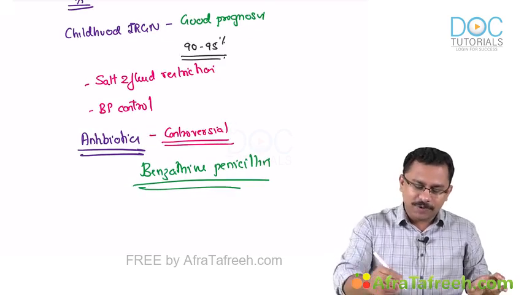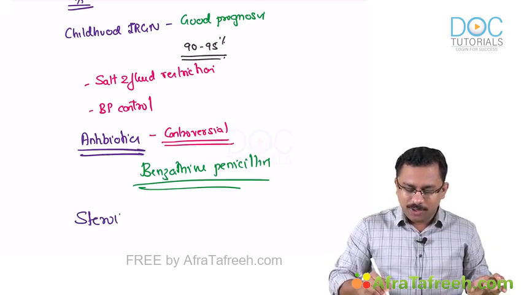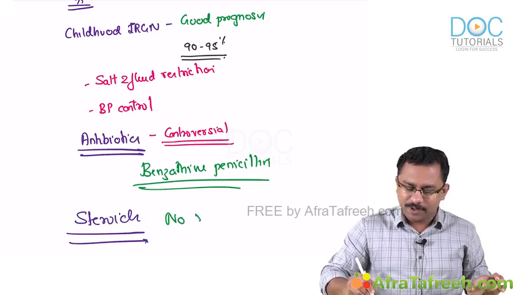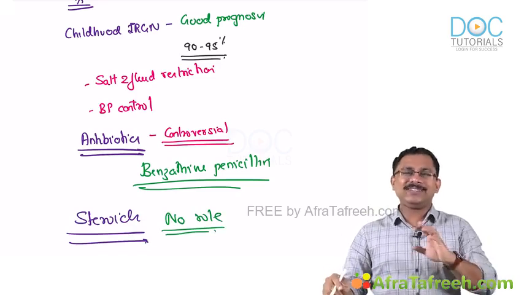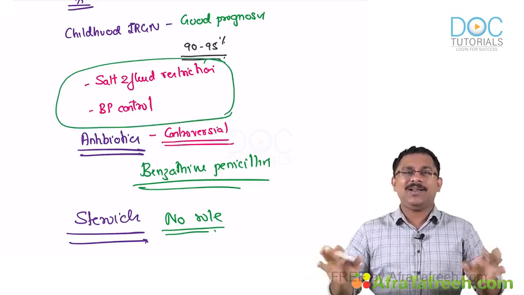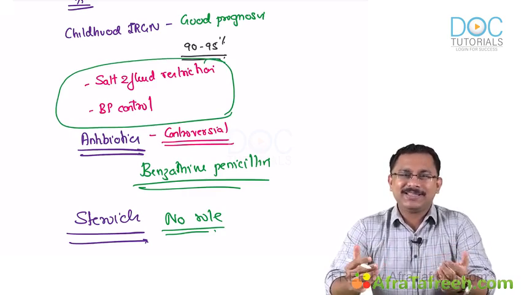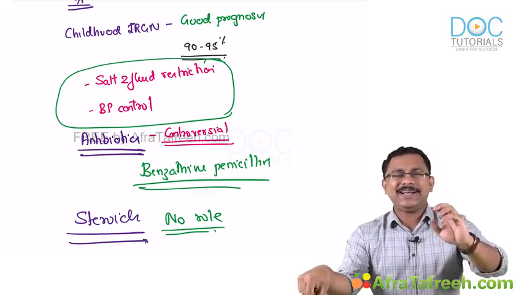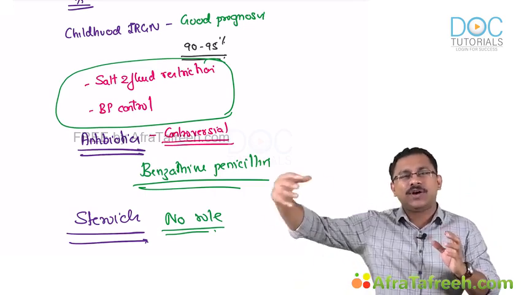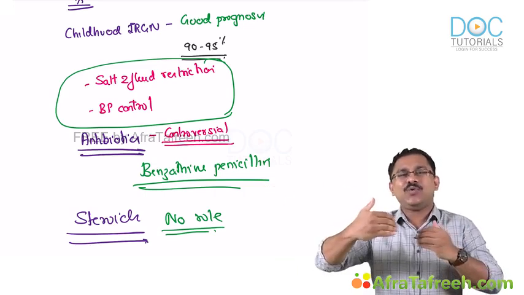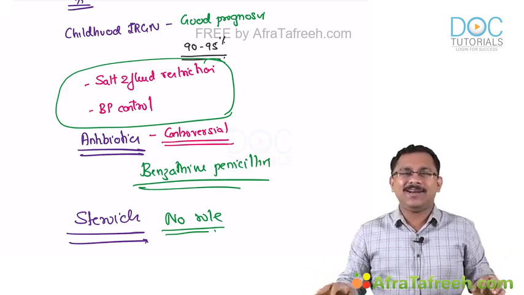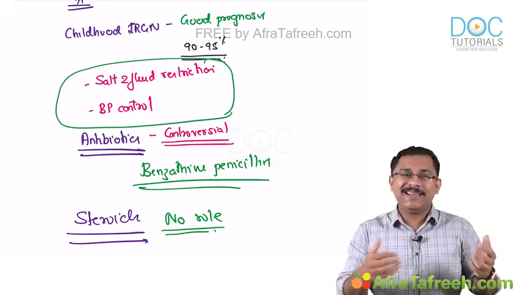Now what about the role for steroids? Steroids have no role in post-streptococcal glomerulonephritis, no role in children. So it is predominantly the salt and fluid restriction and BP control that you have got to do in infection related glomerulonephritis. And please understand that this is relatively an acute presentation, and it does not go for chronicity unless you have an RPGN developing in that patient. Otherwise, it is relatively a good disease which can be easily managed.